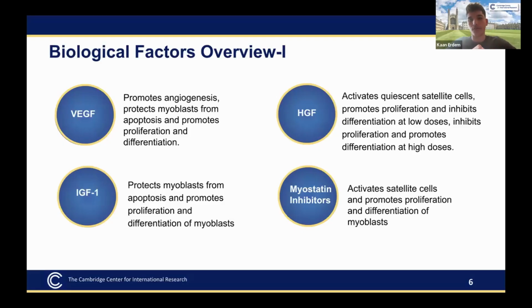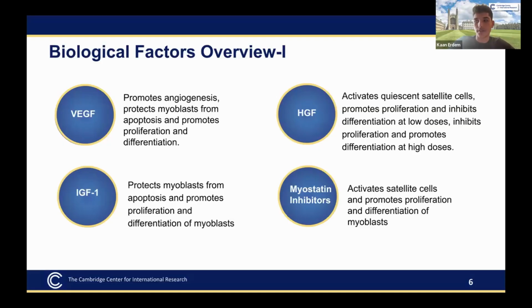HGF, or hepatocyte growth factor, has been shown to be able to activate quiescent satellite cells, and by activation, it's meant that it activates these cells and makes them start dividing, which is a desired effect. It has been shown to promote proliferation and inhibit differentiation at low doses. However, at higher doses, it has been shown to actually inhibit proliferation and promote differentiation. So in proliferation and differentiation, it does have a dose-dependent effect.